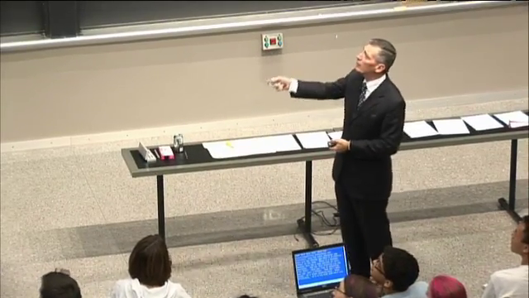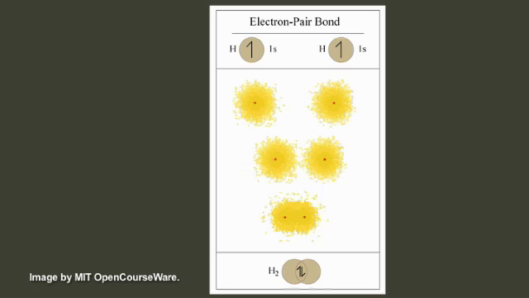All right, so here's some pictorial stuff of what we were just doing over here. So here are the 2 spherical 1s orbitals, and now they come closer and closer together, and they overlap, and this is what the shape of the sigma 1s orbital looks like. It's like an oval with the 2 nuclei inside.